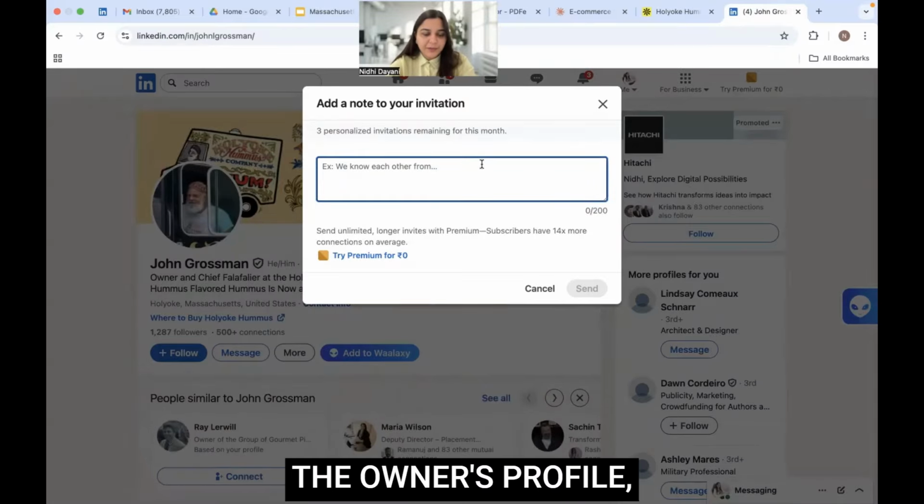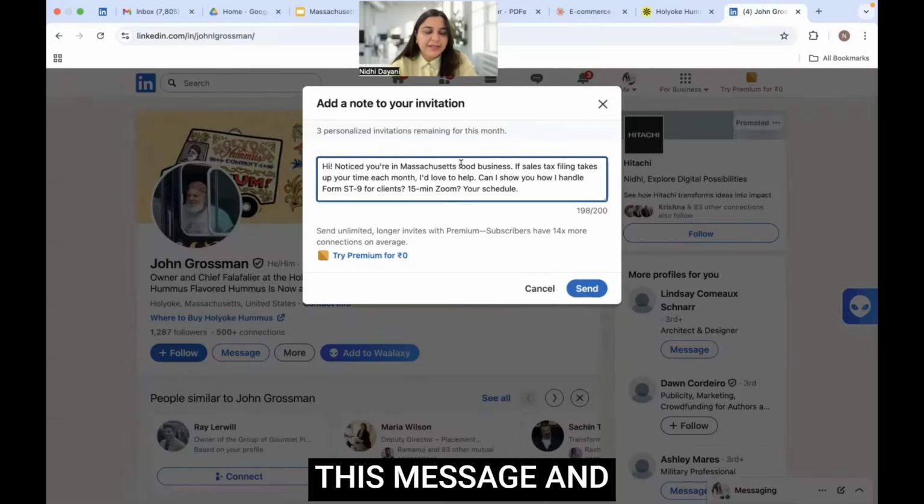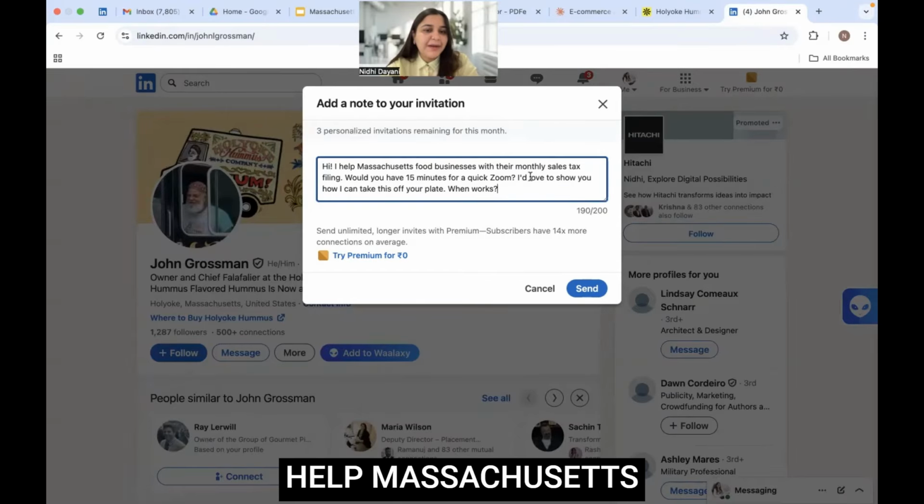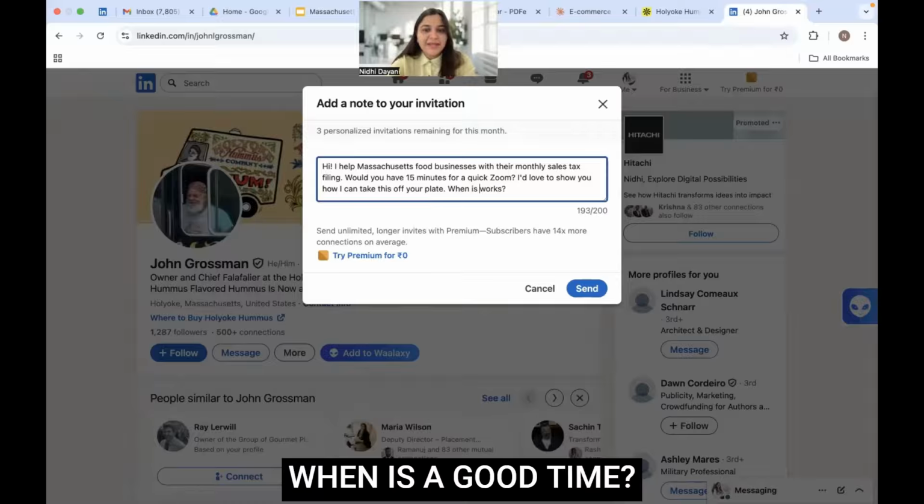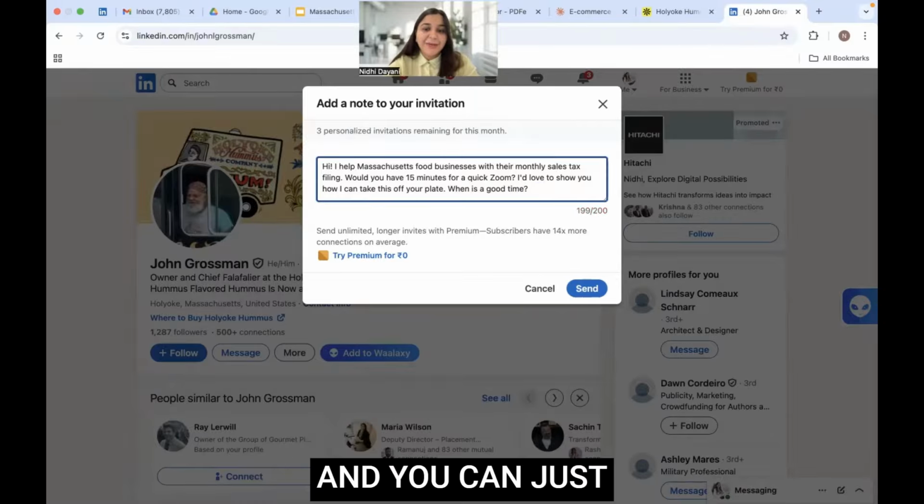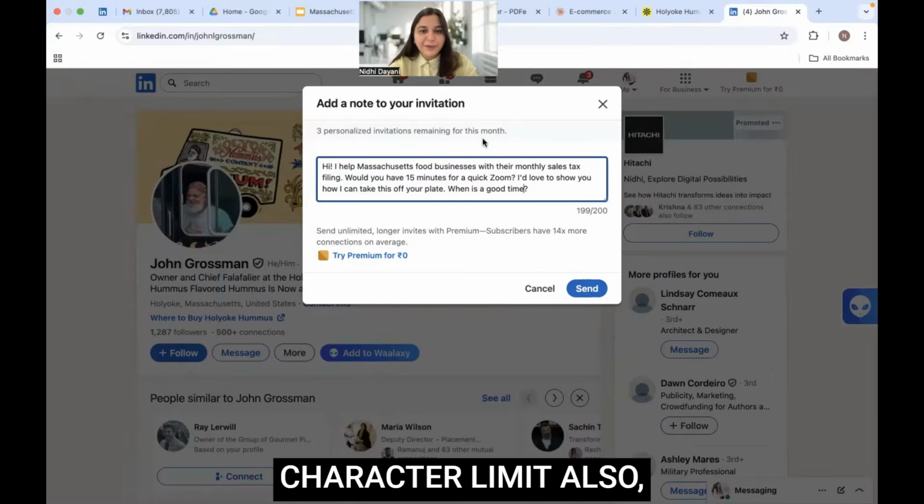Now that you have the owner's profile, you can simply write, "Hi, I help Massachusetts food businesses with their monthly sales tax filing. Would you have 15 minutes for a quick Zoom call? I'd love to show you how I can take this off your plate. When is a good time?" And you can just send this message right here. It completely fits into the LinkedIn character limit also. And that's how you can pitch this exact service to a business.